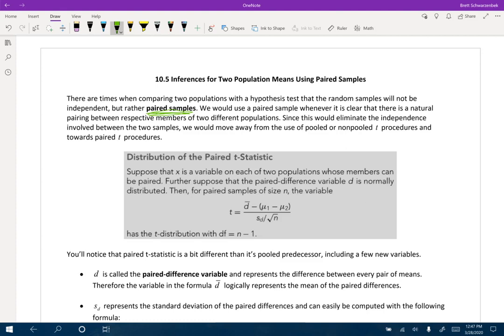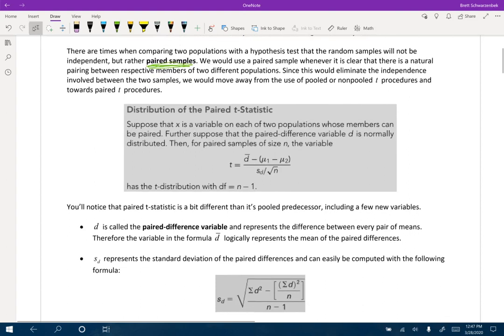So that would be a good example of that, whereas in all the other examples we did in previous sections, the two groups had nothing to do with one another and no bearing on one another. So we were using pooled or non-pooled procedures at the time. So now we're going to be using something called paired procedures, which are going to be specifically for whenever we have dependent samples taken from two populations.